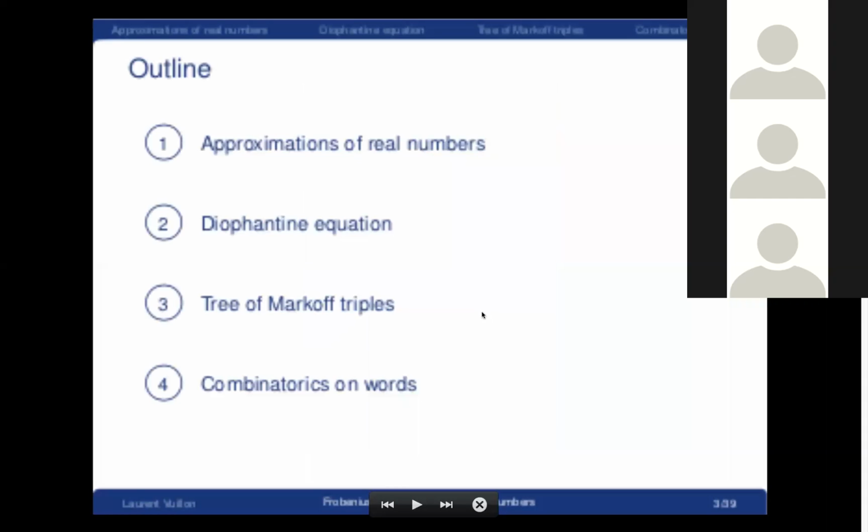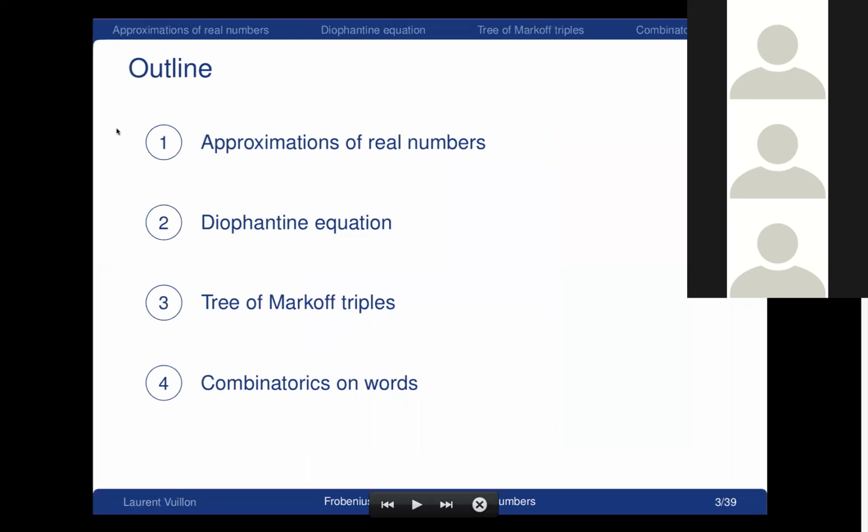Okay. So this is the outline of my talk. In the first part, I will speak about number theory, so approximations of real numbers. And then we will go to a Diophantine equation in order to describe the Markov numbers. And then we will have a more theoretical computer science formulation with a tree of Markov triples. And then we'll go deeply into combinatorics on words.